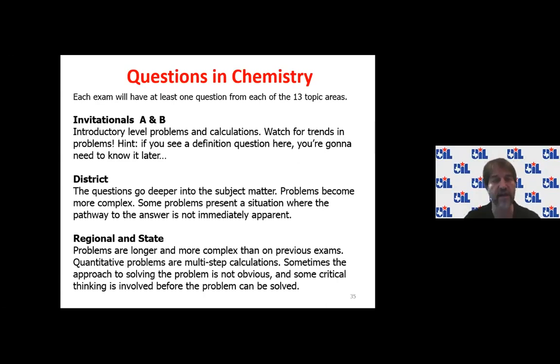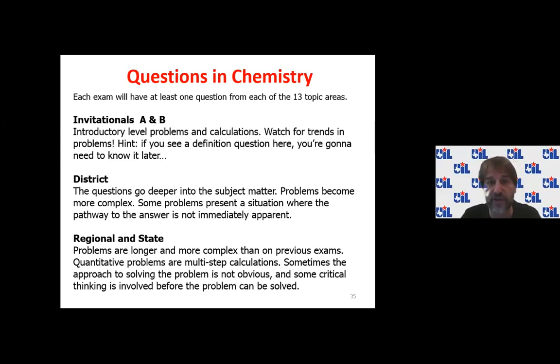And then regional and state, the problems get longer and more complex. This is where the questions that come up during my office hours at UT that I can't ask my students, this is where those problems show up on the regional and state tests. A lot of times the approach to solving the problem is not going to be obvious. Sometimes a student might read a question and see what it's asking for and say, how the heck am I supposed to get that out of this? There's no connection, but there is a connection, but you've got to do some critical thinking to get there. And sometimes the hardest part of the chemistry on the state exam is actually the critical thinking to understand what's going on. We see that at UT as well.